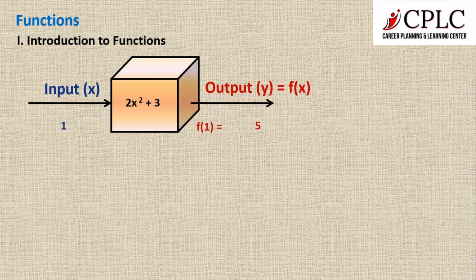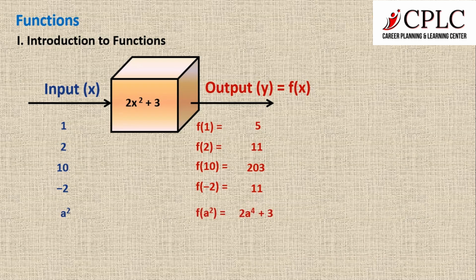X is 1, output is 5. X is 2, output is 11. X is minus 2, output is still 11. X is 10, output is 203. X is a square, output is 2a raised to 4 plus 3, and so on. So one interesting thing here that you can actually observe, which is that whenever x is 2 and when x is minus 2, you see that exactly the same value of output that you are getting, which is 11, which is very much possible, because it entirely depends on what your function is all about. So here f of 2 is equal to f of minus 2.